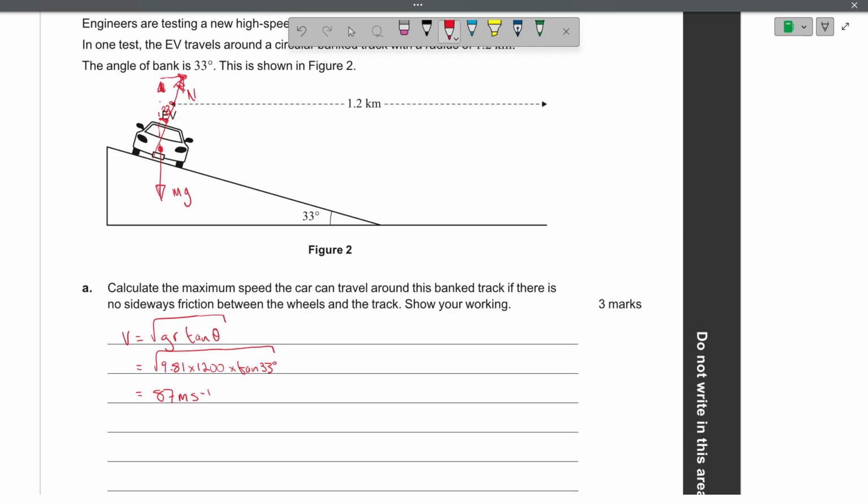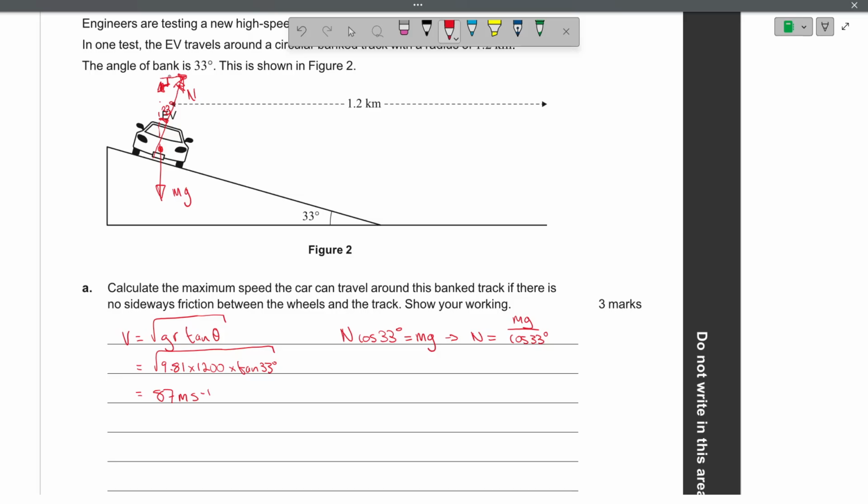Using this right angle triangle that I've developed up in the top here, we can see that the vertical component of the normal force would be equivalent to the normal force times cos 33. And we know that because there's no vertical motion of this car, it maintains a constant height, that must be equal to the gravitational force. And then what we can derive from this is that the normal force is equal to mg over cos 33 degrees. Let's leave that for a second.